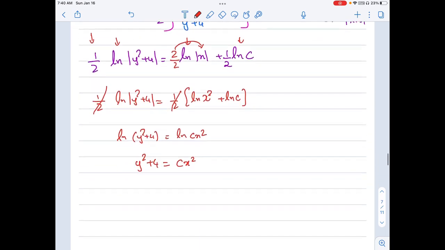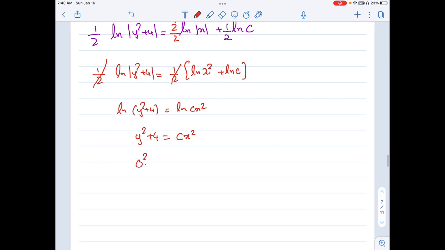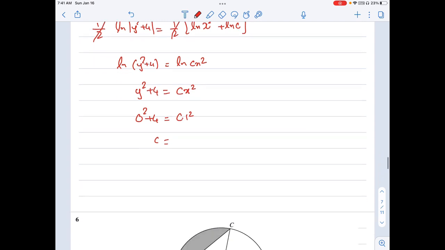Y is 0, x is 1. So 0 square plus 4 is equal to c times 1 square. So c is equal to, I get the value of c as 4. So that is the easiest way of getting the value of c. So c value is 4.